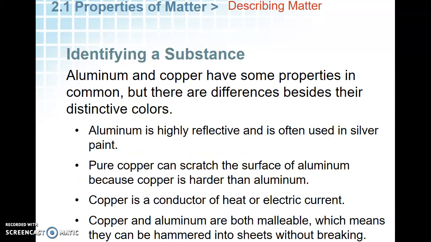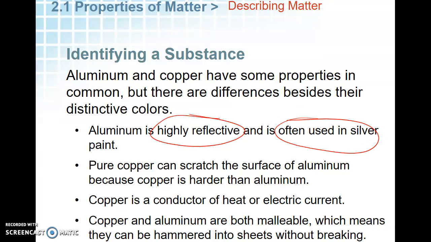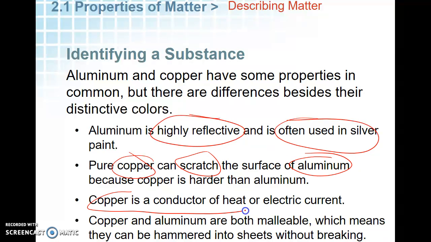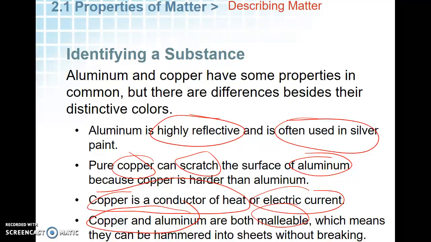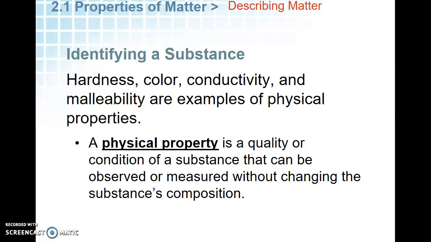Now, they also have some properties in common, but they have some that are different. So let's talk about them. Aluminum is highly reflective, often used in silver paint. That's a way to talk about aluminum. Copper can scratch the surface of aluminum, so it's harder than aluminum. Copper is a very good conductor of heat and electric current. Copper wire is really good for stereos. They are both malleable, which means we can shape them. These are all different ways to describe matter. Reflective, hard, conductors, malleable. Those are things that we can use to describe substances.